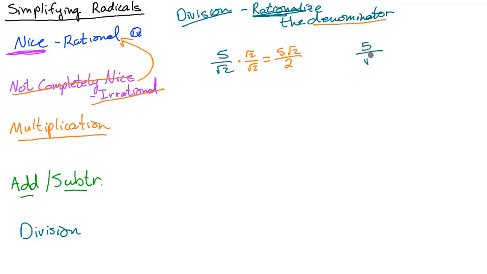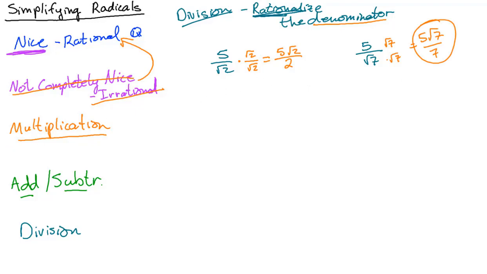5 over the square root of 7. And what are we going to times top and bottom by? You're like, oh, I know that one. Times it by the square root of 7, times it by the square root of 7, and you end up with 5 square roots of 7 over 7. You're like, well, that doesn't even look any nicer. You're right, but the denominator has been rationalized. So there is your answer right there.